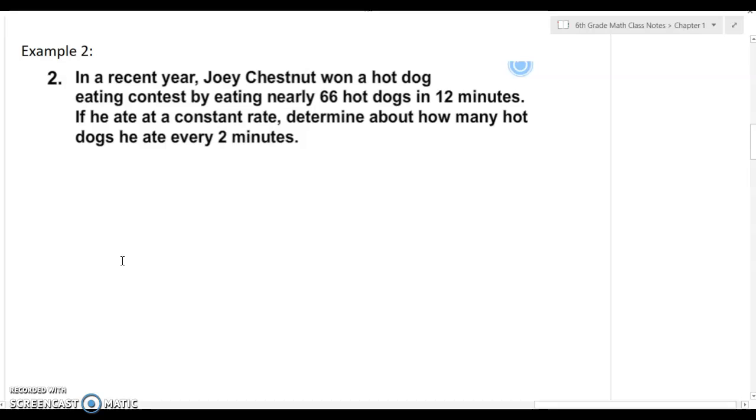In a recent year, Joey Chestnut won a hot dog eating contest by eating nearly 66 hot dogs in 12 minutes. Whoa, that's a lot. If he ate at a constant rate, determine about how many hot dogs he ate every 2 minutes.